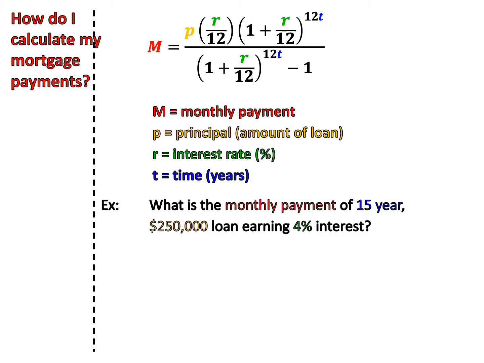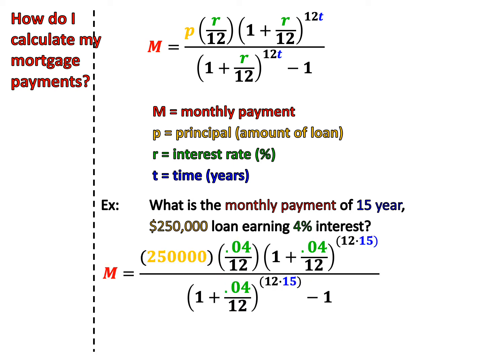Let's look at an example. What is the monthly payment of a 15-year, $250,000 loan earning 4% interest? Now we're interested in M. We know what P is. Principal is $250,000. We know what the interest rate is. It's 4%, which as a decimal is 0.04, and the time is 15 years. So we plug it all in.